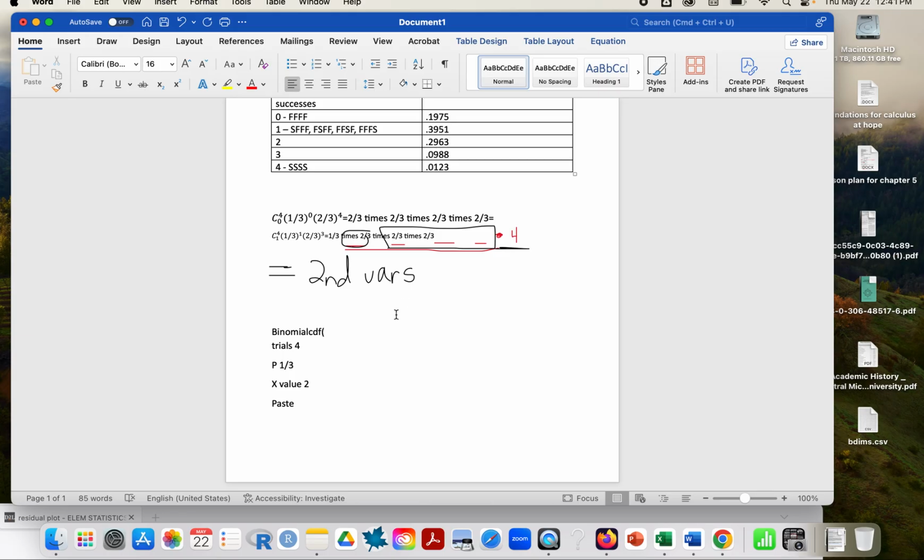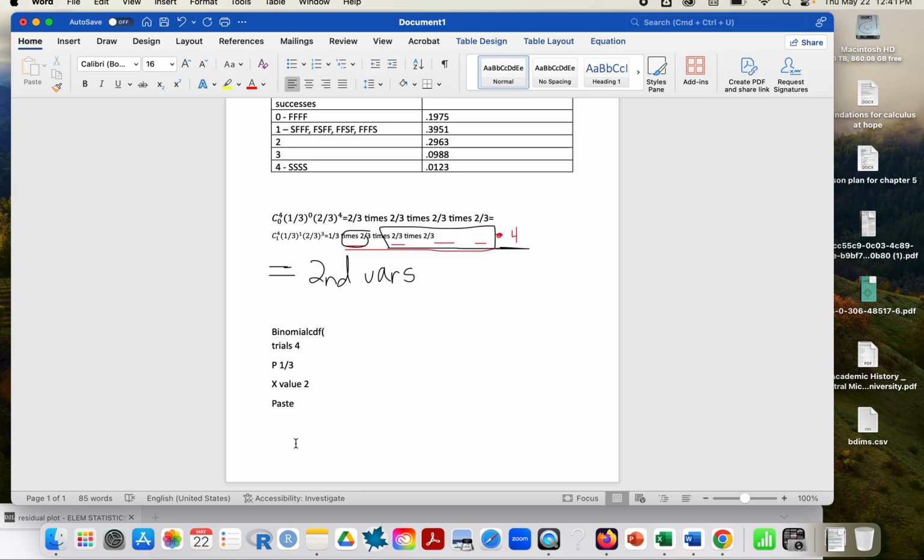So if you hit second vars and you go to binomial CDF, your number of trials will be 4, your probability of success will be 1/3, and then your x value will be 2, and go ahead and paste it, and we hit enter, you're going to get 0.8888.